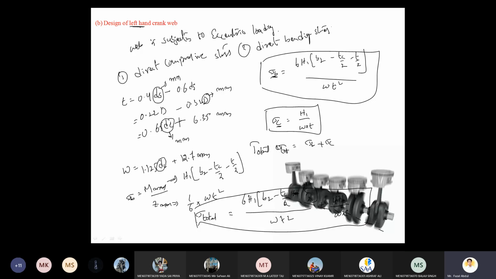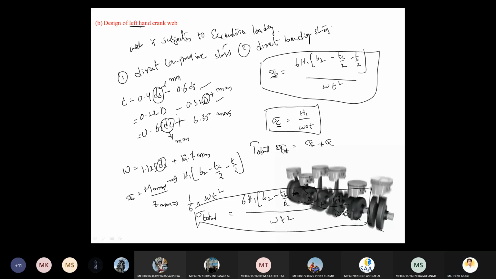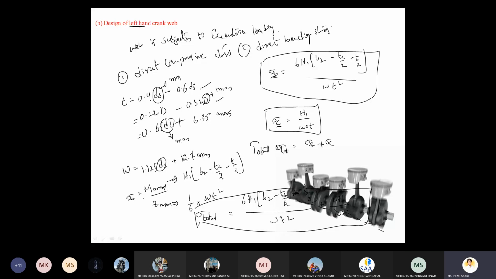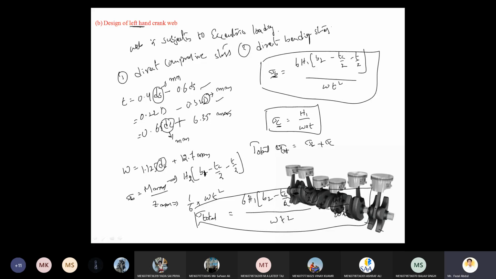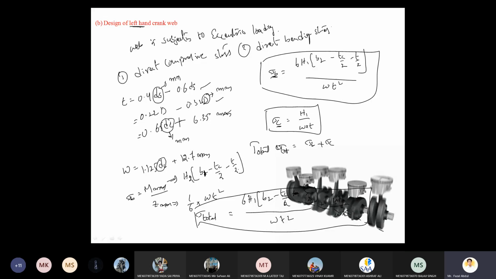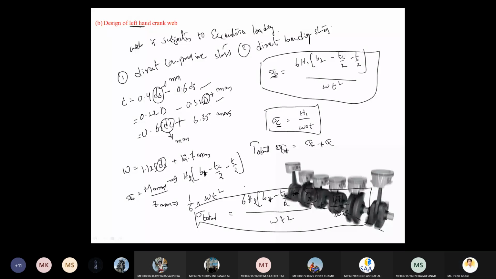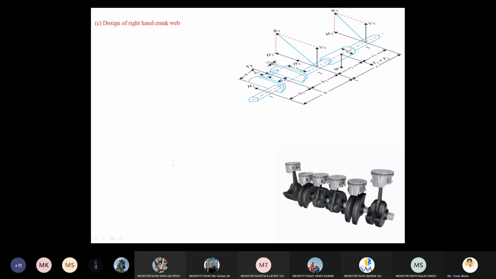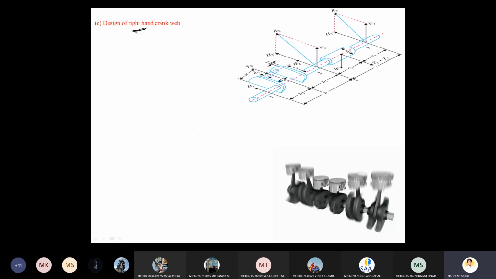Now if we design for the right side of the crank web, we have to follow the same three equations. But the thing is, the bending stress we are calculating here uses H2, B1, TC. Only that is the difference: H2, B1, TC as usual, T by 2 as usual. The equation slightly changes here, H2 and B1 for the right hand side of the crank web. So this is the right hand side of the crank web. I think there is no need for a separate calculation.